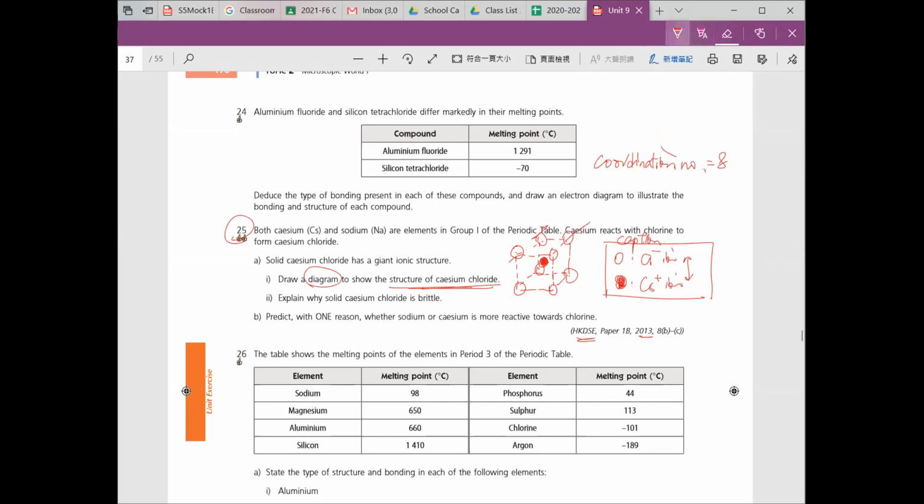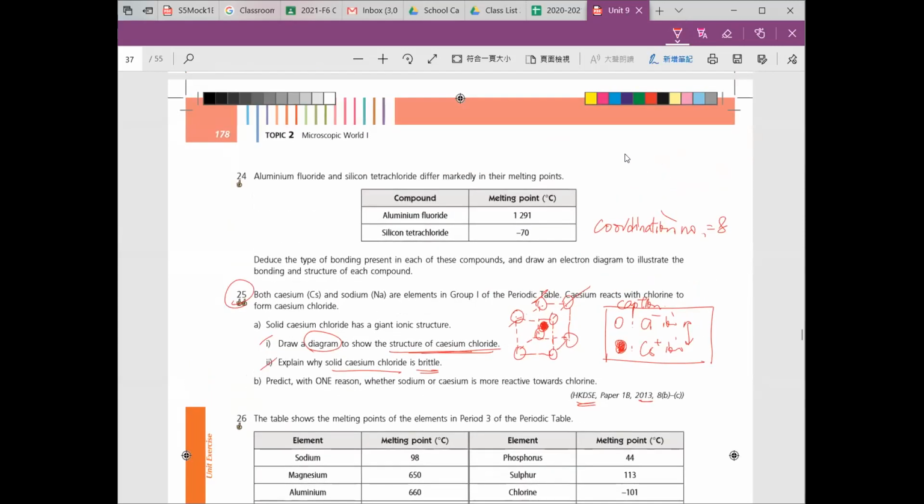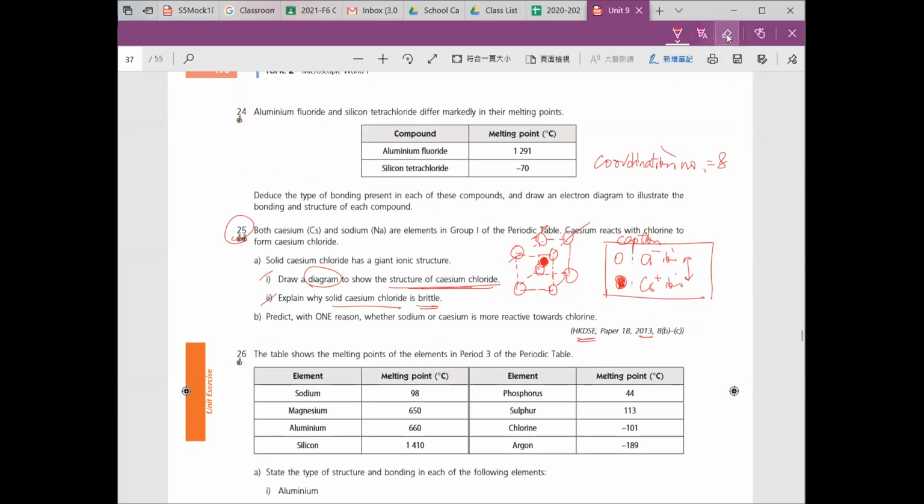It's more challenging on part B. Explain why solid cesium chloride is brittle. How? Why? It is formed by positively charged ions and negatively charged ions. When an external force is applied to it, the ions move, their positions change, and there is repulsion among the same charged ions. Okay, I can see some keywords.